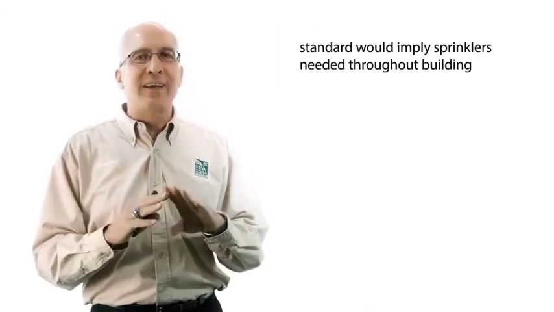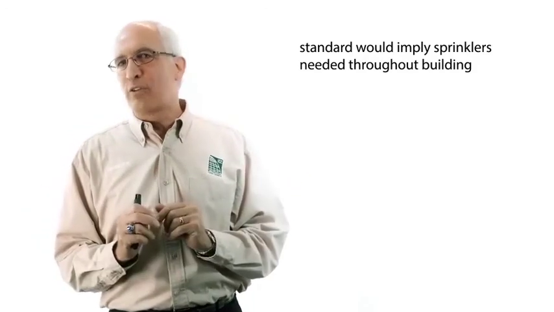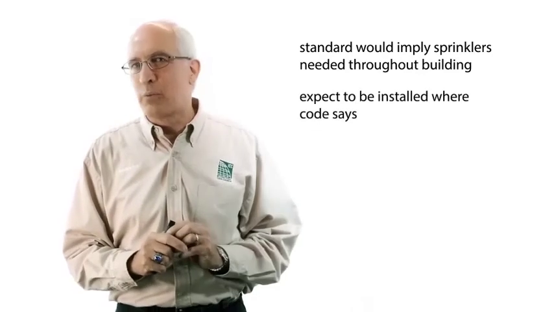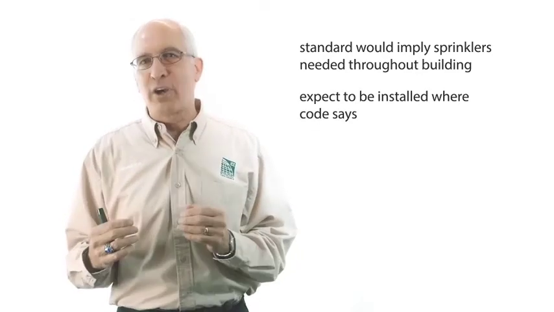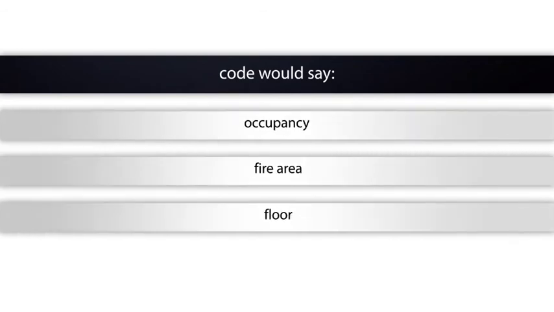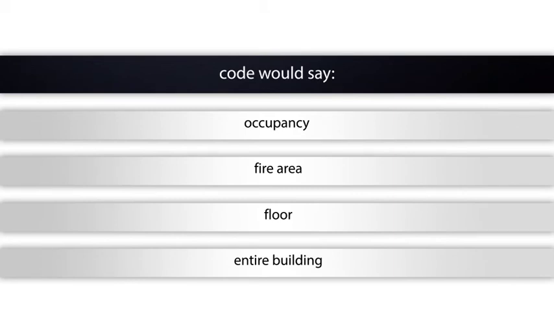So in that case, even though the standard would tend to imply that the sprinklers are needed throughout the building, we would actually only expect them to be installed where the building code says. And the building code would say the occupancy, the fire area, the floor, or the entire building. So that will be the way to apply that provision.